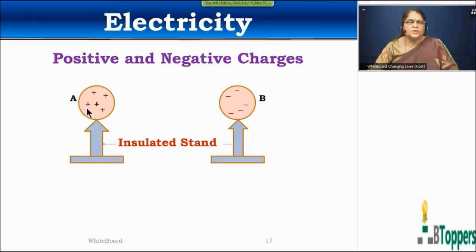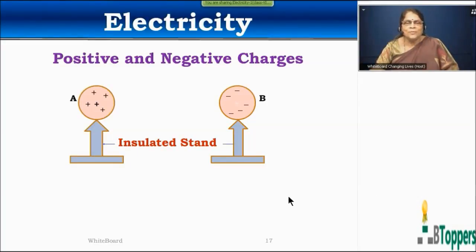Why do we say A is positively charged and B is negatively charged? A is positively charged because electrically it is at a higher level compared to B. B is electrically at a lower level compared to A. So whenever a body is electrically at a higher level, it is said to be positive, and a body which is electrically at a lower level is said to be negative.